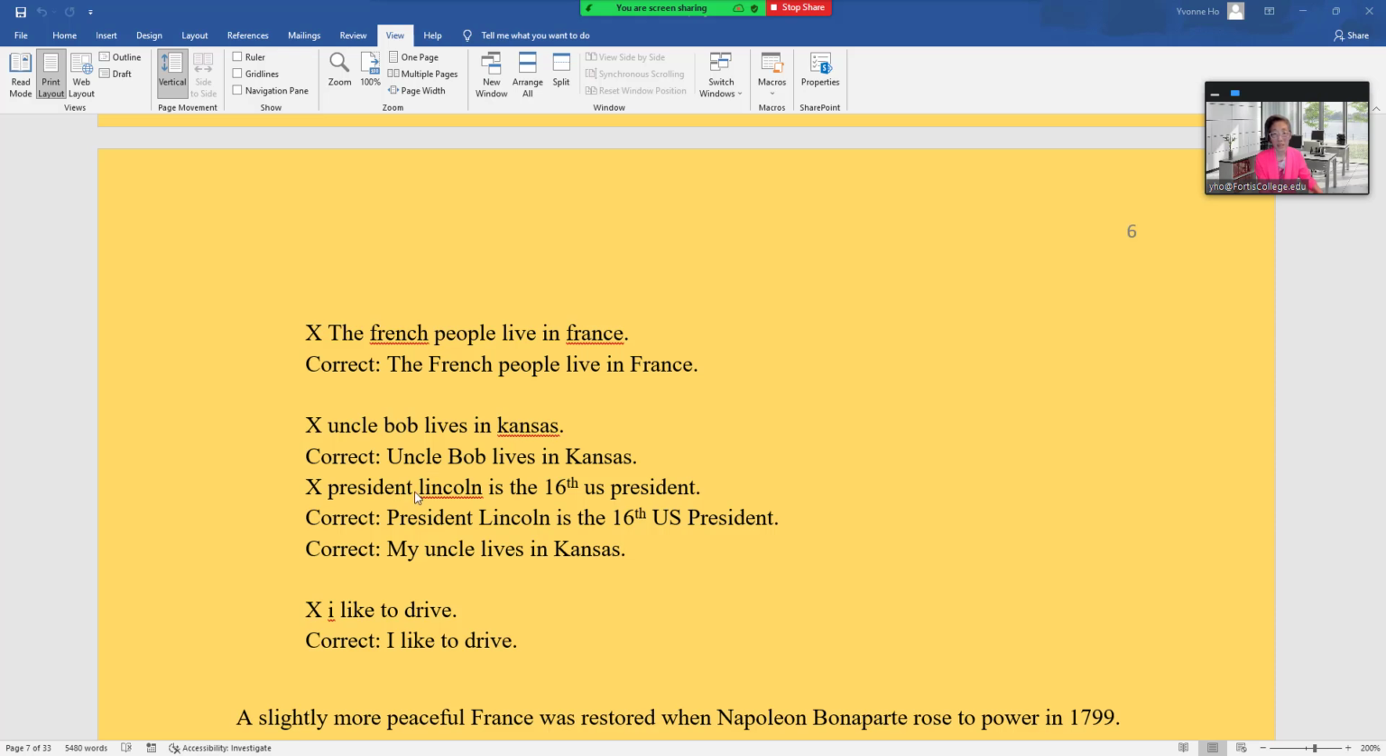President Lincoln is somebody's title. So therefore you got to capitalize President and capitalize Lincoln. 16th U.S. President. This is somebody's title. Therefore you have to capitalize 16th U.S. President. So this sentence is incorrect because nothing is capitalized. President Lincoln is the 16th U.S. President. And so President Lincoln needs to be capitalized and 16th U.S. President needs to be capitalized.